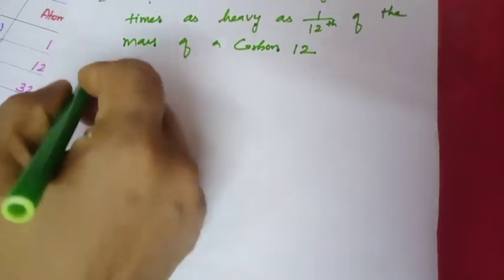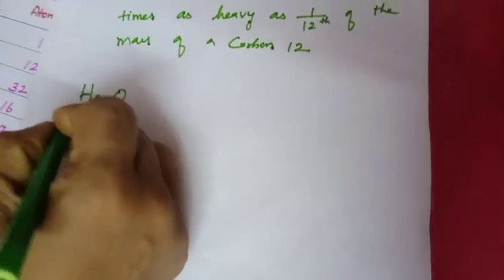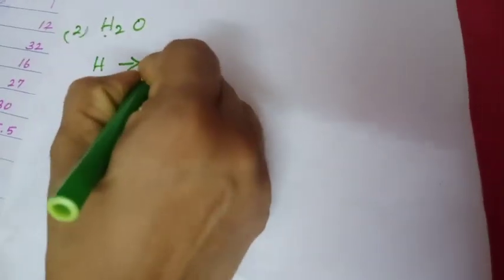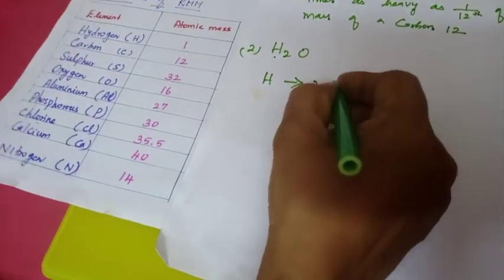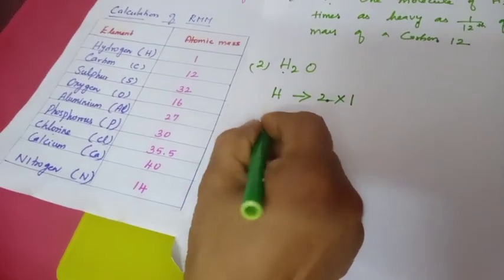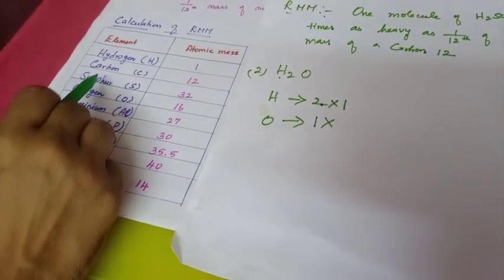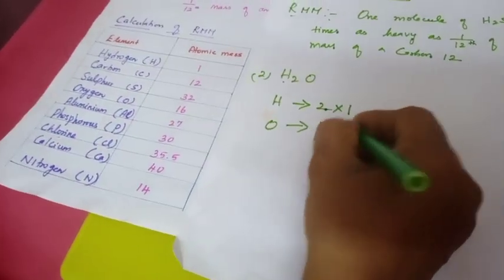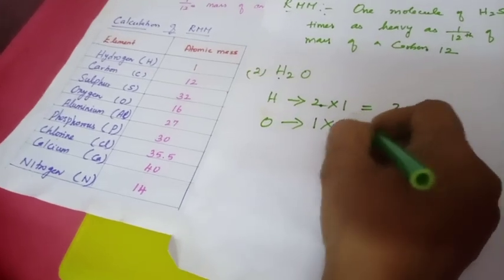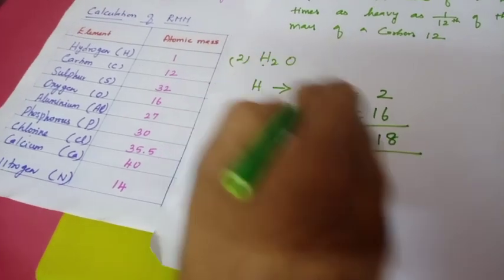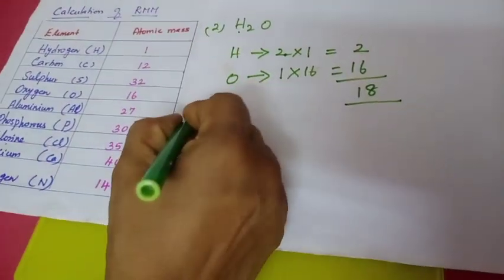We'll take one more example, H2O. The second example is H2O. So how many hydrogen atoms are present? 2 hydrogen atoms. The atomic mass for hydrogen is 1. And then next is oxygen. How many oxygen atoms are present? 1 oxygen atom. The atomic mass of oxygen is 16. So 2 ones are 2. Oxygen 16. So what is the molecular mass of the water molecule? 18.